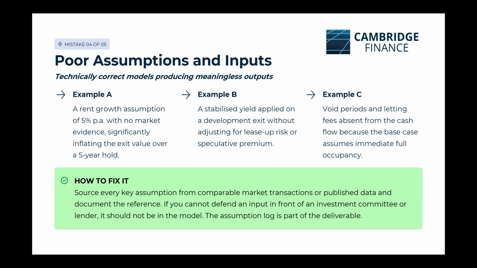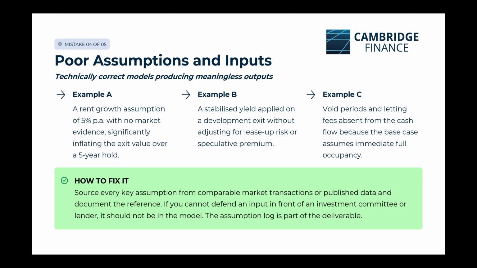Sometimes I understand the inputs are a matter of opinion most of the time, but you have to have a very robust opinion as well. Otherwise, it becomes the garbage in, garbage out situation. Example C here: void periods and letting fees absent from the cash flow because the base case assumes immediate full occupancy. So yes, this is a mistake. Sometimes you just want to be overly optimistic. You're going to achieve full occupancy once you open the shopping center, for example, but that's not the case.